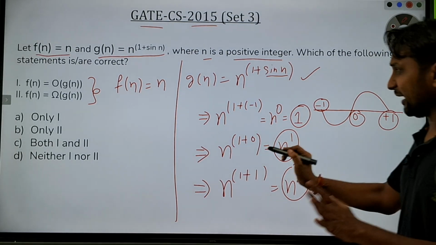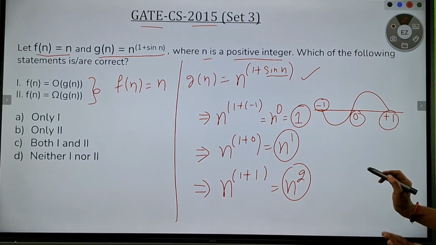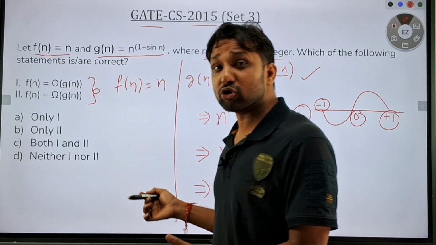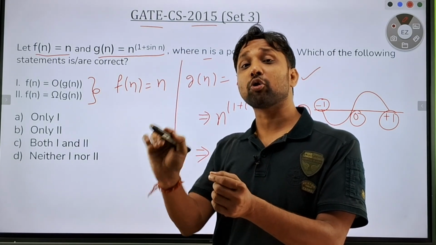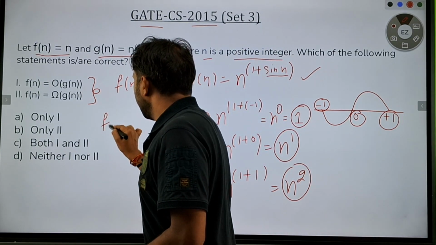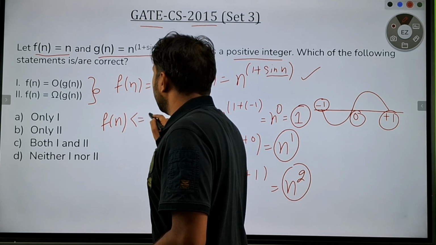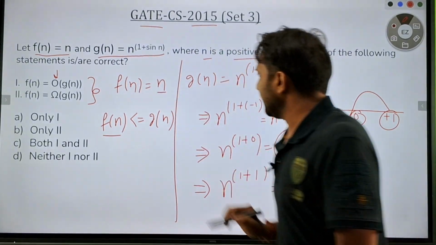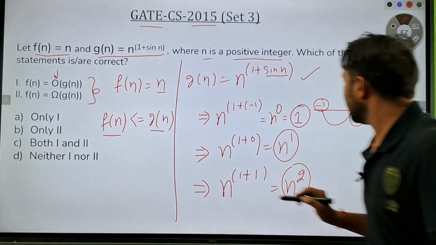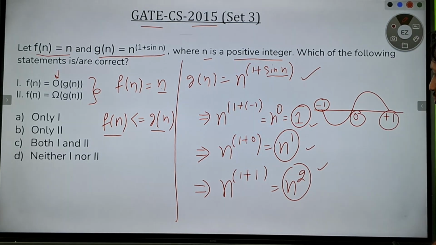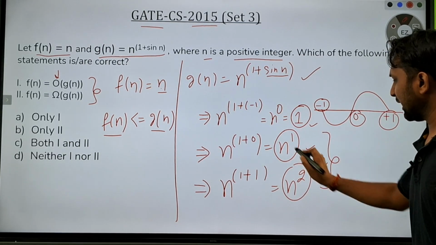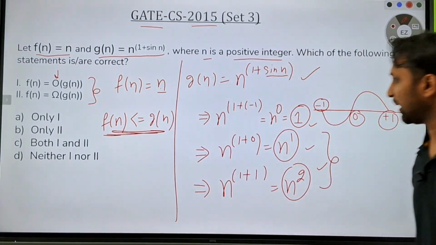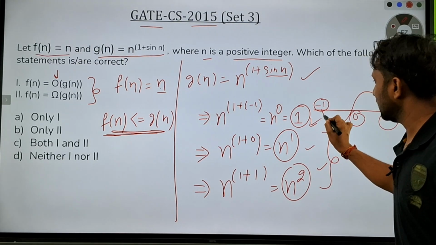We can now compare f(n) with g(n) easily. Here, looking at the first option, f(n) = O(g(n)). What big O says is that the right-hand side will be either greater than or equal to the left-hand side. Let me write over here, f(n) is less than or equal to g(n). This is what big O notation says. Here f(n) is n, and g(n) can be any of these three values. If I take n and n^2, this condition is satisfied.